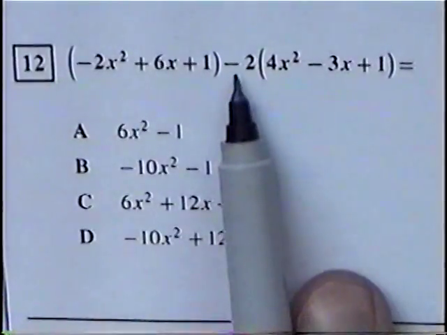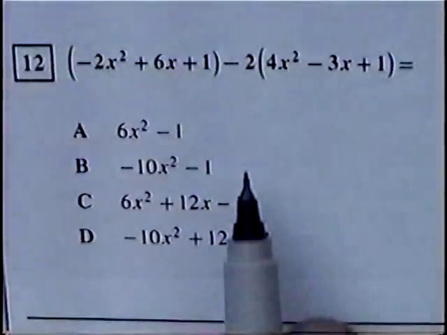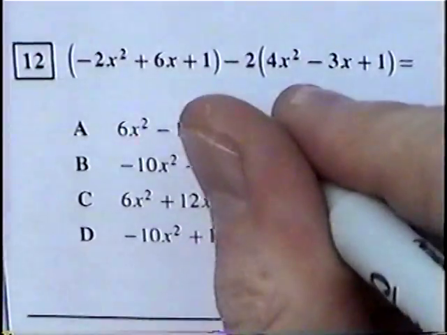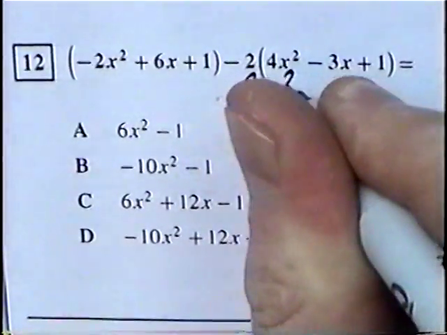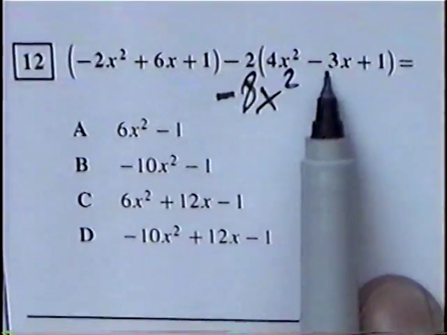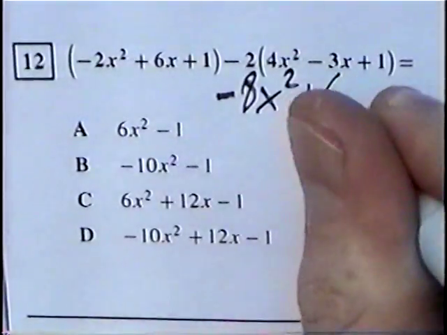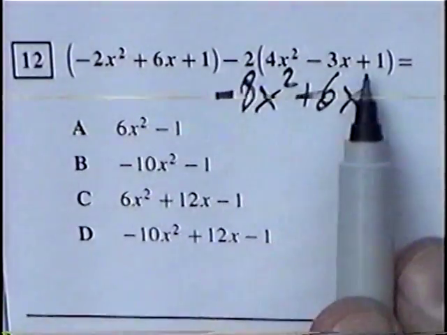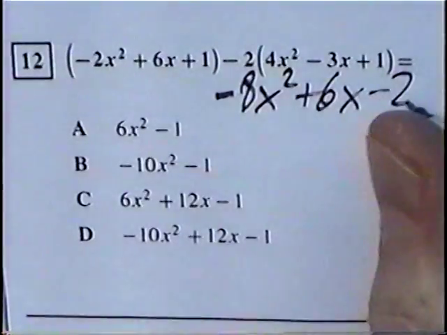Simplifying the second parentheses, we can distribute the negative 2. Negative 2 times 4x squared would be negative 8x squared. Negative 2 times a negative 3x would be positive 6x. And negative 2 times a positive 1 would be negative 2.